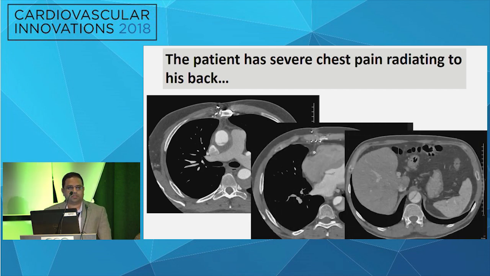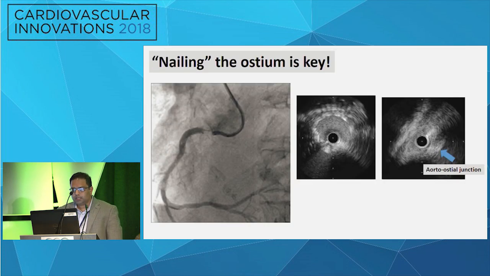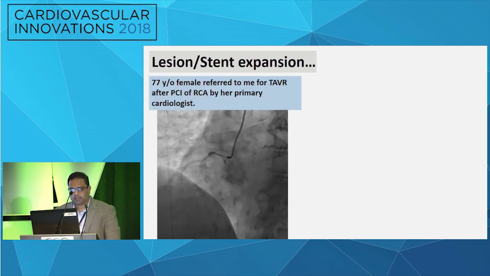So this is the consequences of underestimating where the ostium is and not nailing the ostium with a stent. So again, IVUS in this case is helpful. You think you have stented the ostium, you see struts, but you have to really look at that aorto-ostial junction, and you want to see stent struts hanging out in that ostium.